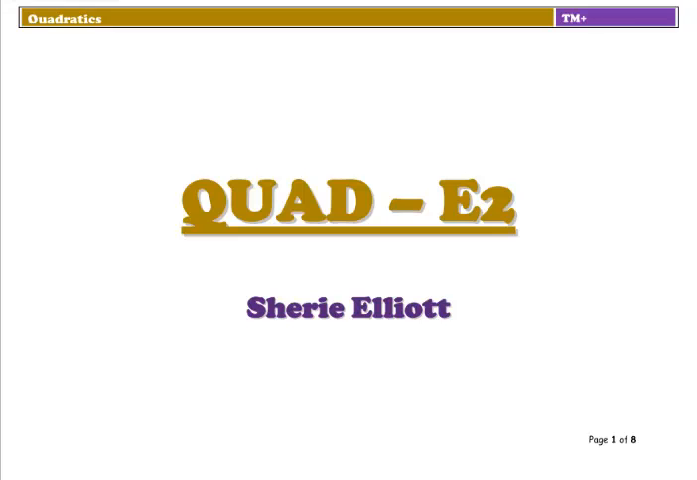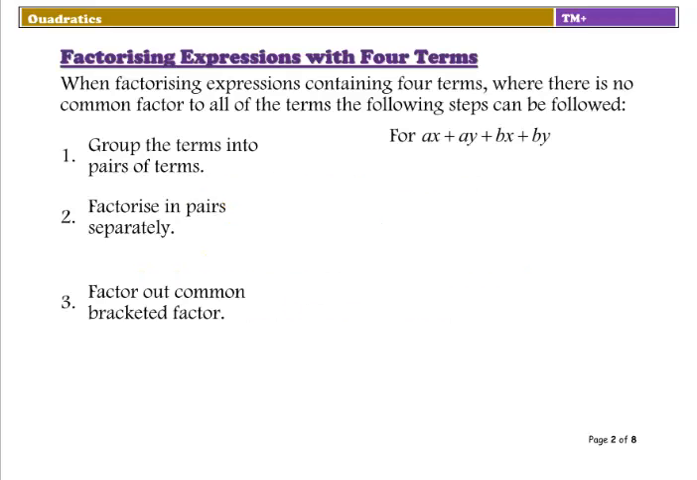This video is for the quadratics module, and we'll be looking at the second half of the Quad E section. Firstly, in order to factorise some quadratics, it's helpful to use a method that we use for factorising four terms. Now, when factorising expressions containing four terms, where there is no common factor to all the terms, the following steps can be followed. Firstly, group the terms into two pairs.